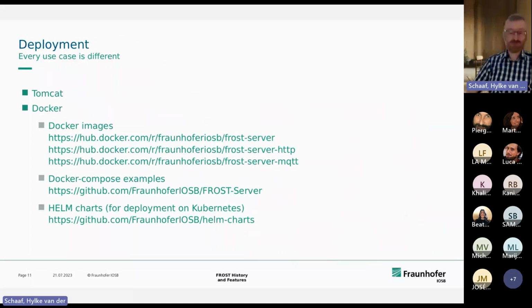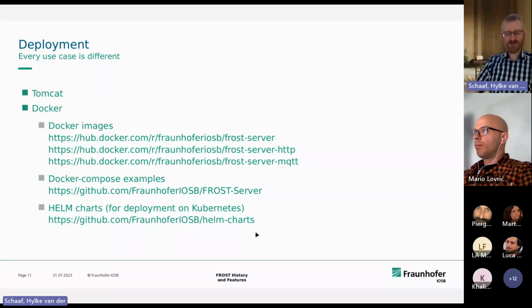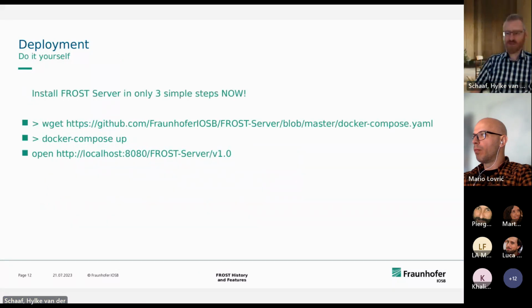Right, deployment. Every use case is different, so we've got quite flexible deployment options. Some users directly deploy it themselves on Tomcat, but most users use Docker, either directly using the Docker images, or using Docker Compose, or using the Helm charts we distribute. That gives you a highly flexible environment where you can also easily horizontally scale your setup. You can try it yourself in 3 simple steps. I'm sure that will be part of the later presentations.